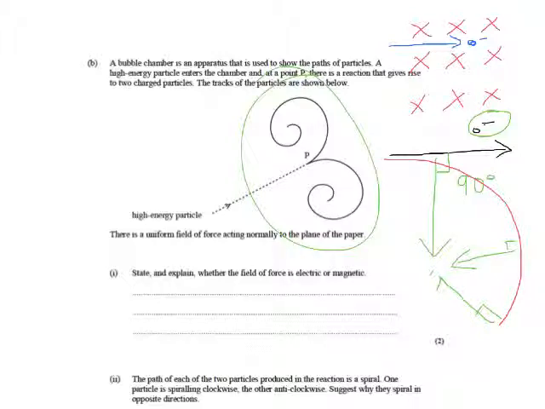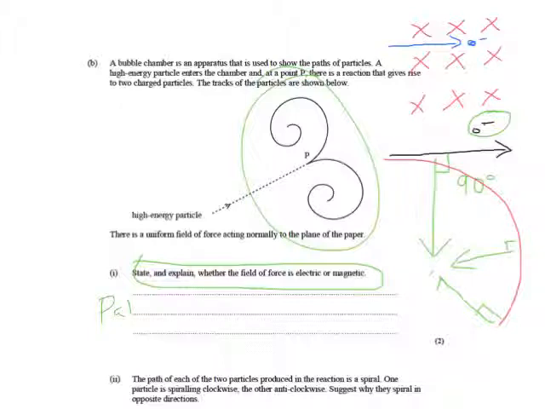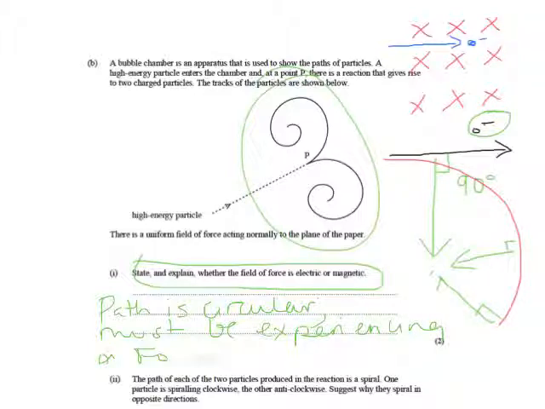State and explain whether the field of force is electric or magnetic. Well, you have to say that because the path is circular, it must be experiencing a force at 90 degrees. That only happens with magnetic fields.